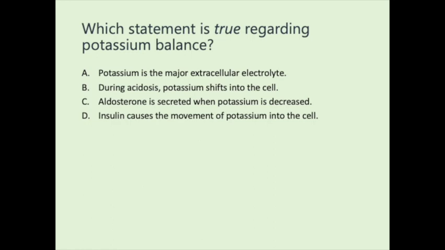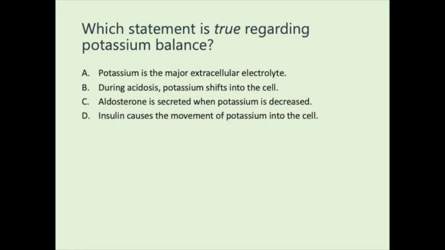So what statement is true regarding potassium? Potassium is a major extracellular electrolyte, or during acidosis potassium shifts into the cell, or aldosterone is secreted when potassium is decreased, or insulin causes the movement of potassium into the cell? The answer is D. Insulin is going to move potassium back into the cell, and it's a treatment of hyperkalemia.